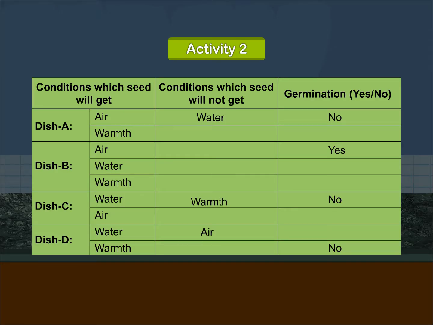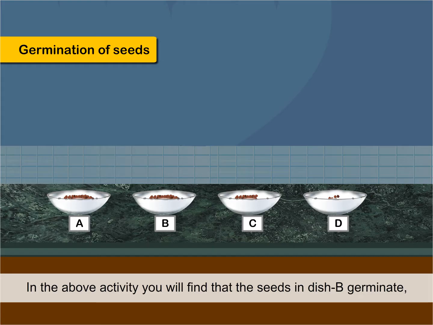Conditions which seed will get. Conditions which seed will not get. Germination, yes or no. Dish A. Air, warmth. Water, no. Dish B. Air, water, warmth. Yes. Dish C. Water, air, warmth. No. Dish D. Water, warmth, air, no.